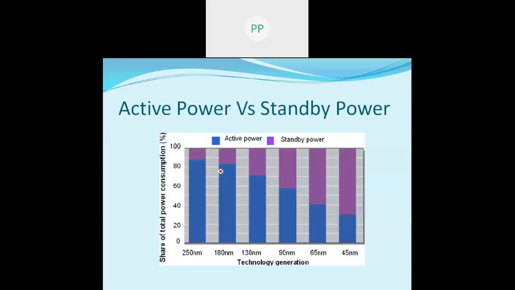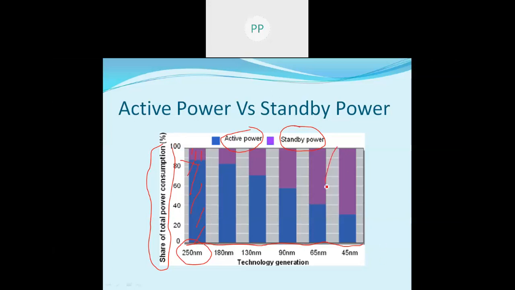So you need to look at this graph that I have already shown you, but this is very much relevant here. So you should have a look at this. As you know, over the years, new technology nodes have been launched by the semiconductor industry. On the y-axis here, you can see the share of the total power consumption: what is the share of the dynamic power or active power, and what is the share of the standby power or the static power? You can see that in the 250 nanometer technology node, almost 85% was the contribution of the active power, and only the leakage power is the remaining 15%.